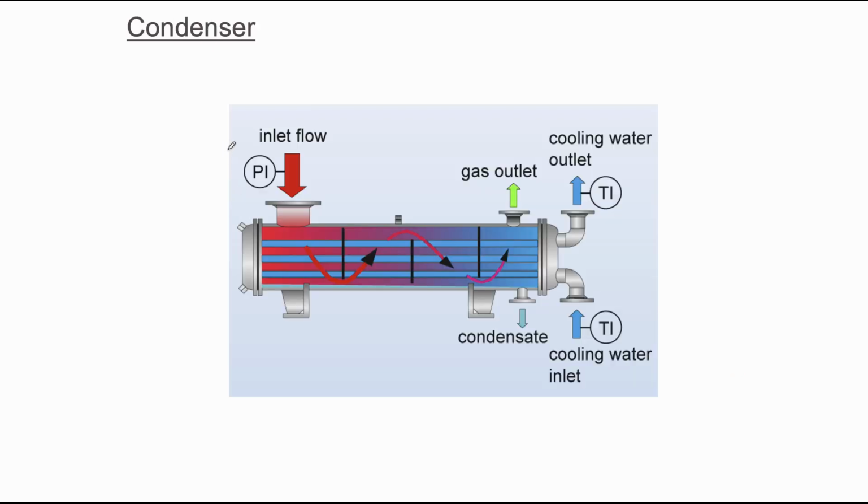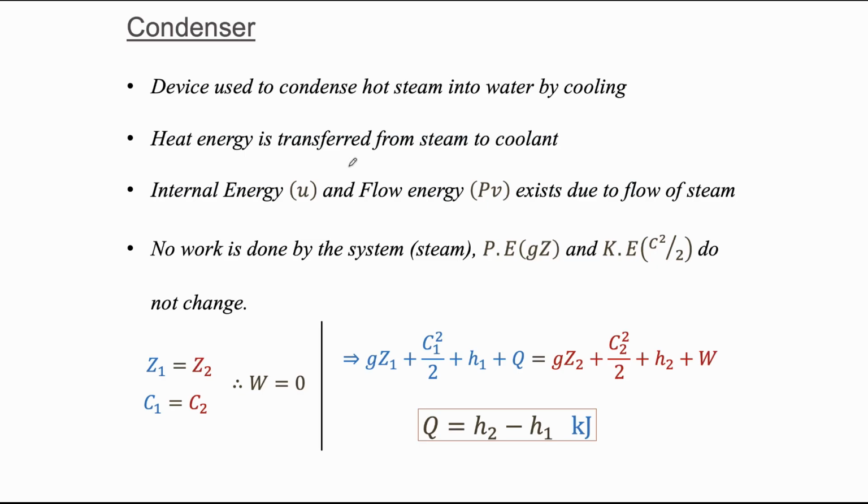The next system where we are going to apply the steady flow energy equation is a condenser. The condenser here is a shell and tube heat exchanger where the cooling water flows through the tubes and the fluid to be condensed is going to flow inside the shell around the tubes. Now let's apply the steady flow energy equation here. So let's try to understand the thermodynamics of the system here. So the device is used to condense hot steam into water by cooling.